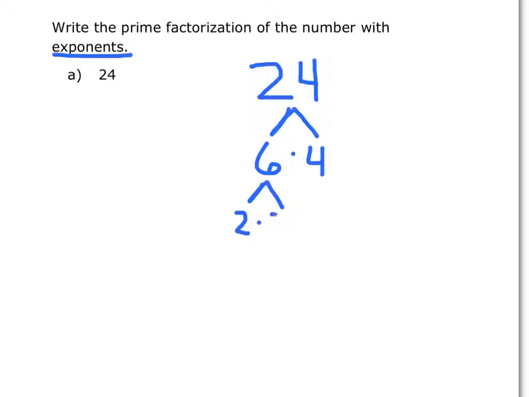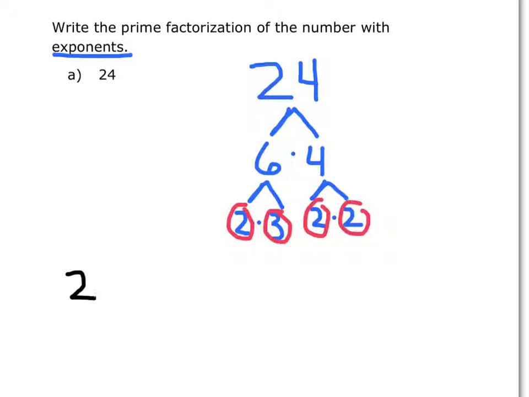2 times 3 is the fact I'm going to use for that, and notice both of those are prime, so I'm going to stop and I'm going to circle those. And now this part right here, 4, I can get by doing 2 times 2. Okay, 2's prime, so I'm going to stop right there. So right there, I can't make any more branches because I have prime numbers. So what we're going to end up with for our prime factorization is 2 times 2 times 2 times 3.